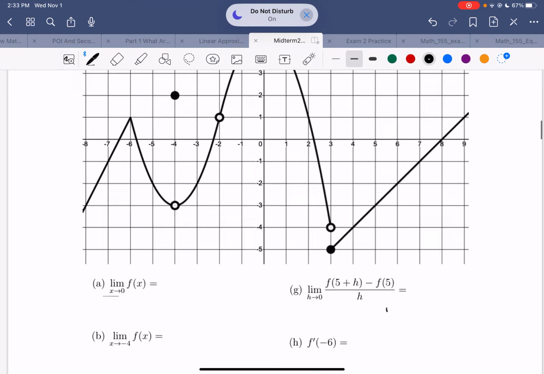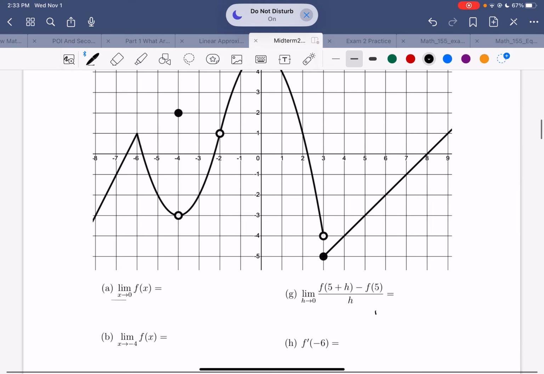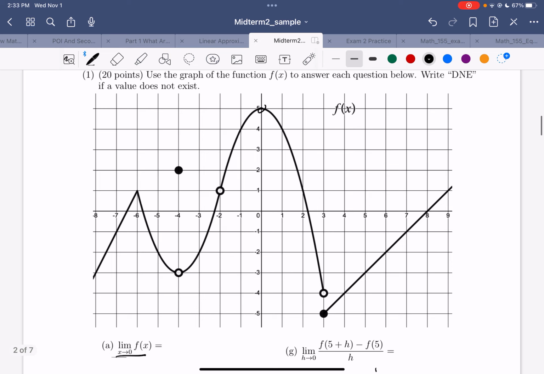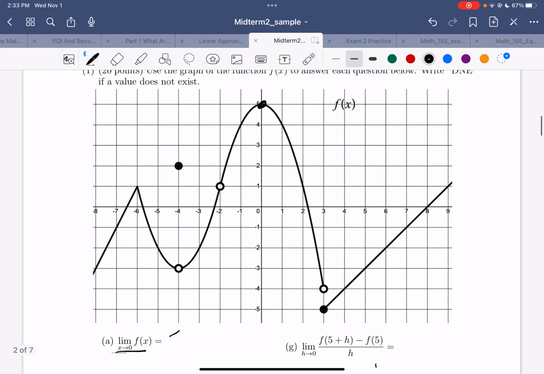All right, hey everyone, I just want to go through and make a video answering the sample midterm 2. Let's get into it. So I need the limit as x goes to 0 of f of x. This is asking what y value do you approach as x approaches 0, and the answer is 5.